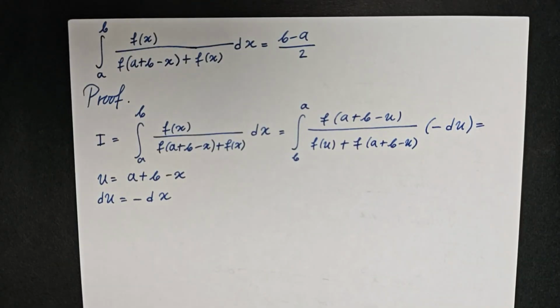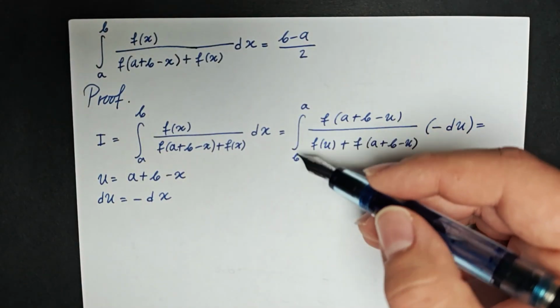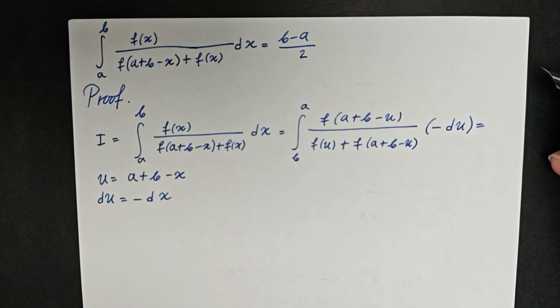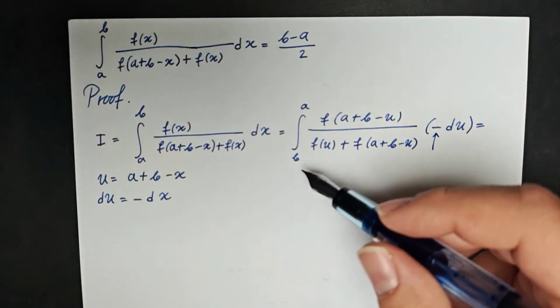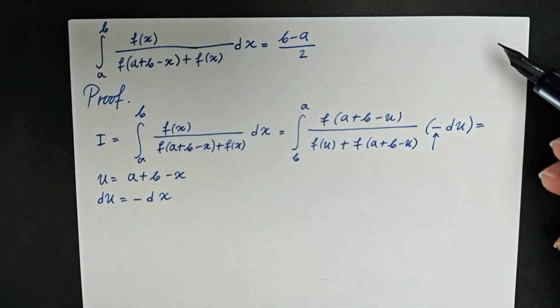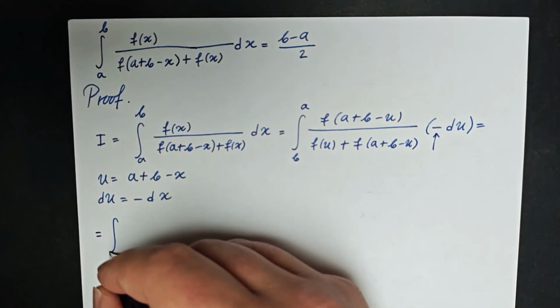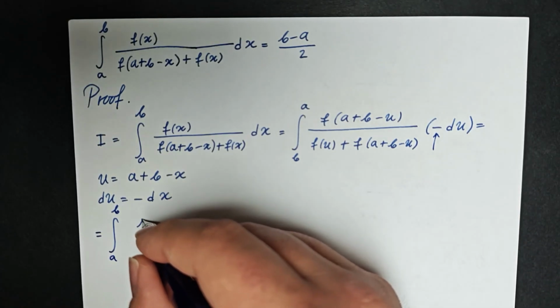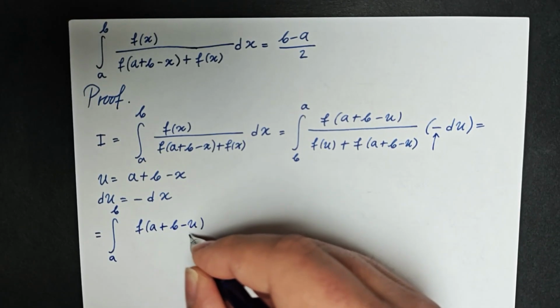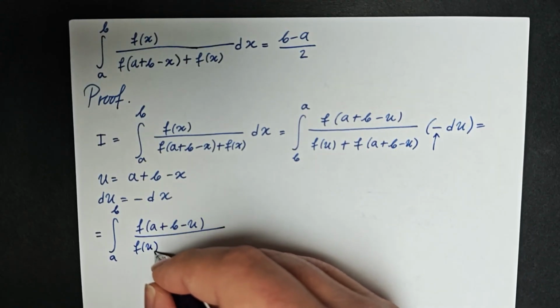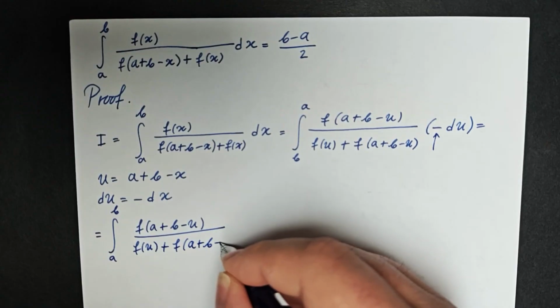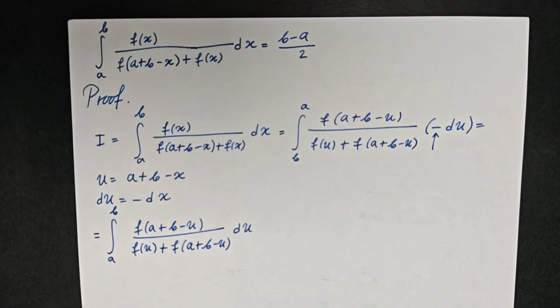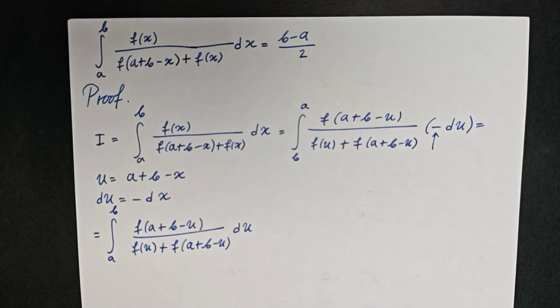As you can see here, the limits of integration have flipped. We have integral from b to a. We can use the negative sign here to flip these borders of integration again. So we get this to be an integral from a to b of f of a plus b minus u divided by f of u plus f of a plus b minus u, differential of u. If you look carefully, you will notice that this integral, which depends on the variable u, has what we call a dummy variable. We can write x for this u and not change a thing.